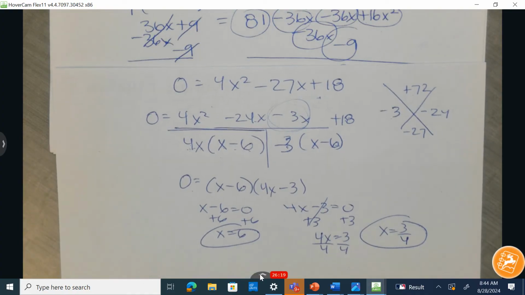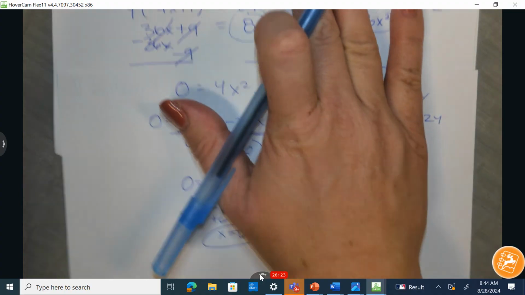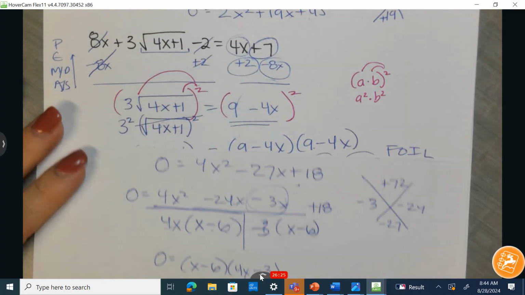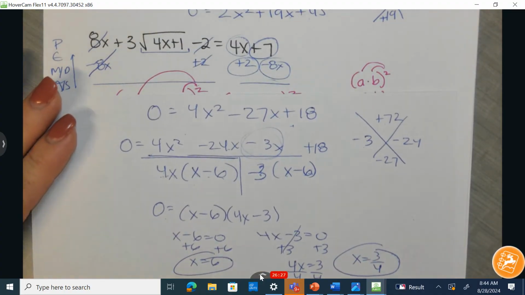Does it mean that both of these are the answers? It may, but I don't know. So I need to come back to the original problem. Let's use our calculator since this is a little more complicated. And let's start by testing 6.